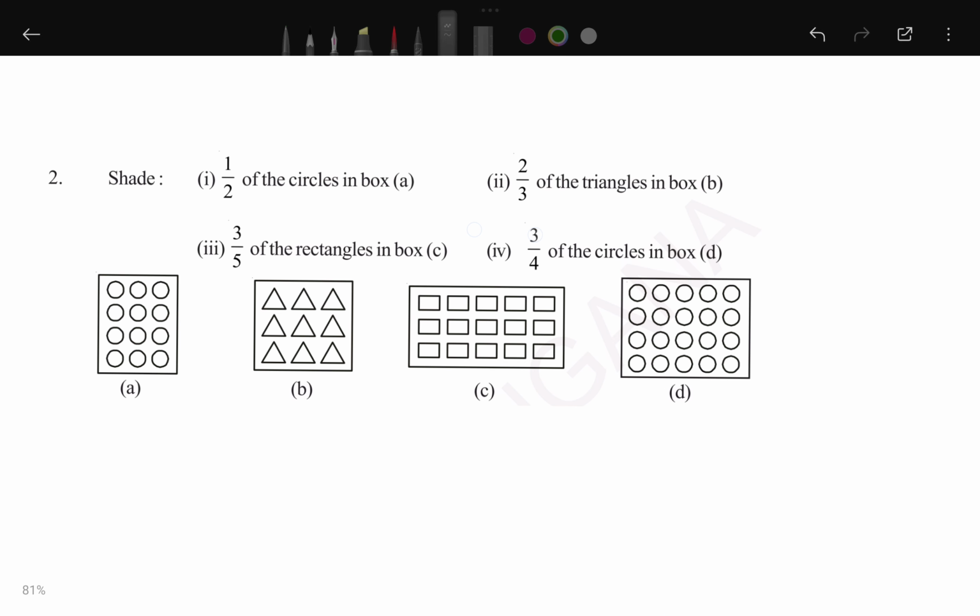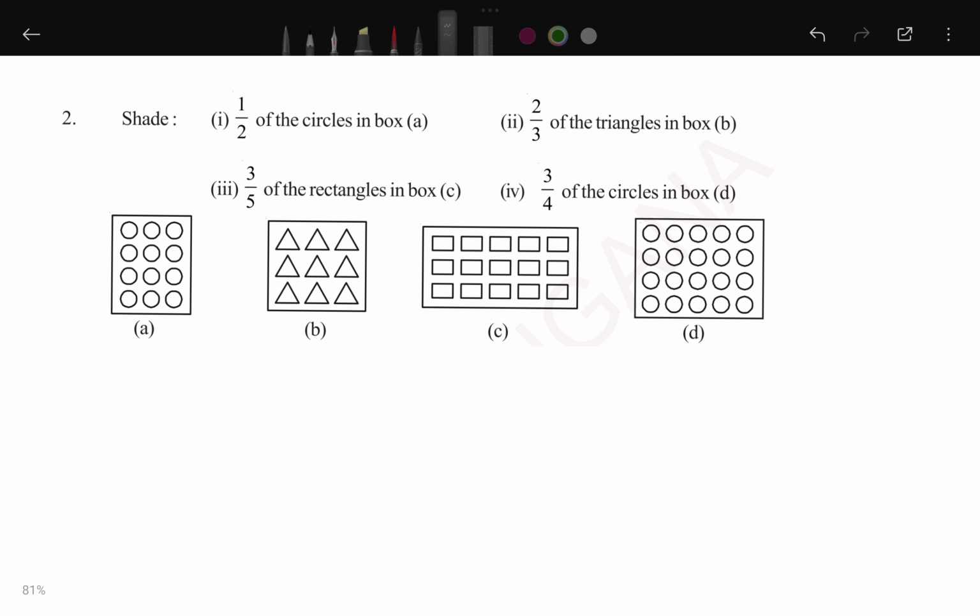Now let's come to this question. This is a shading question, and this is a very easy and quick question. The first one: 1 by 2 of the circle in the box. Actually we have to color 1 by 2 in this one. So how can we color? This is 1 by 2, write 1 by 2. Then after that, count how many boxes are in there. In this one, 1 2 3, and 1 2 3 4, 3 into 4, that's 12 boxes in there. So multiply by 12.